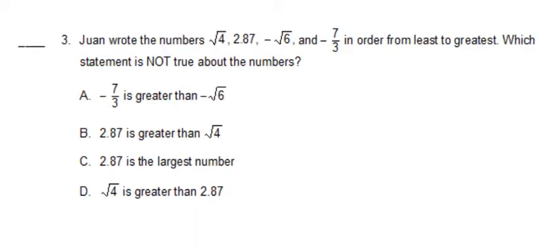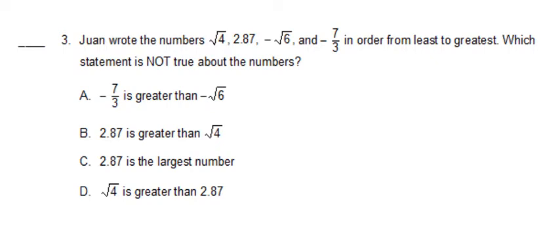Number 3. Juan wrote the numbers the square root of 4, 2.87, negative square root of 6, and negative 7/3 in order from least to greatest. Which statement is not true about the numbers?